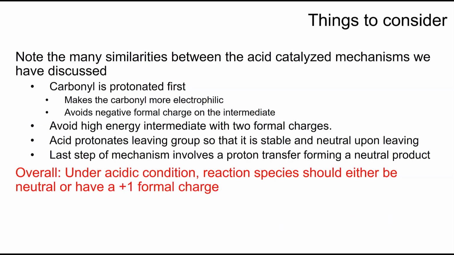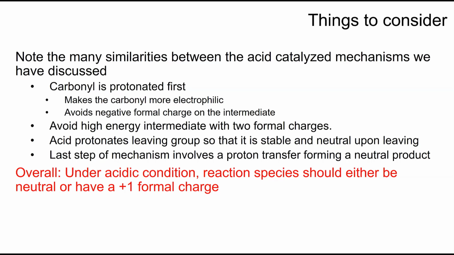Things that you want to think about with these mechanisms: there's a lot of similarities between the acid-catalyzed mechanisms that we discussed. The carbonyl gets protonated first. It makes the carbonyl more electrophilic. Usually we try to avoid negative formal charge on the intermediate when the acid is present. You also want to avoid high energy intermediates with two formal charges. The acid usually protonates leaving groups so that it's stable and can be neutral when it leaves.